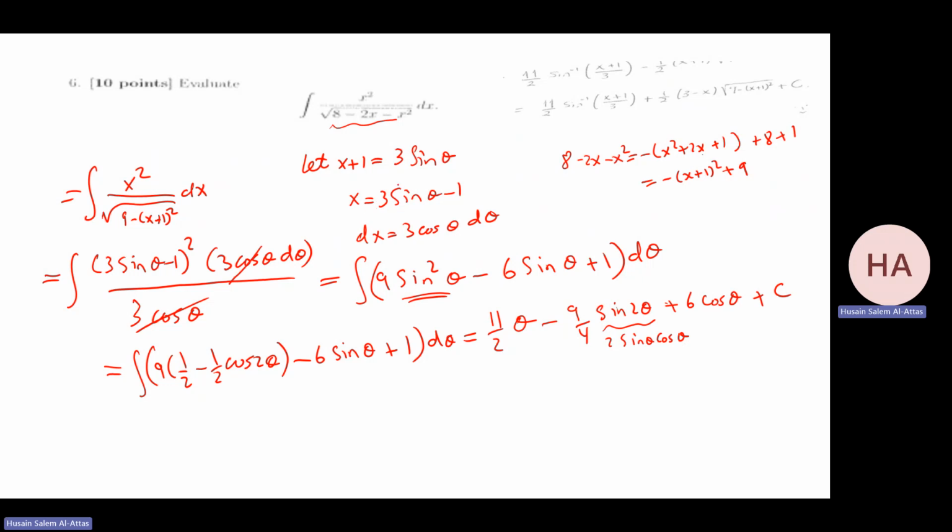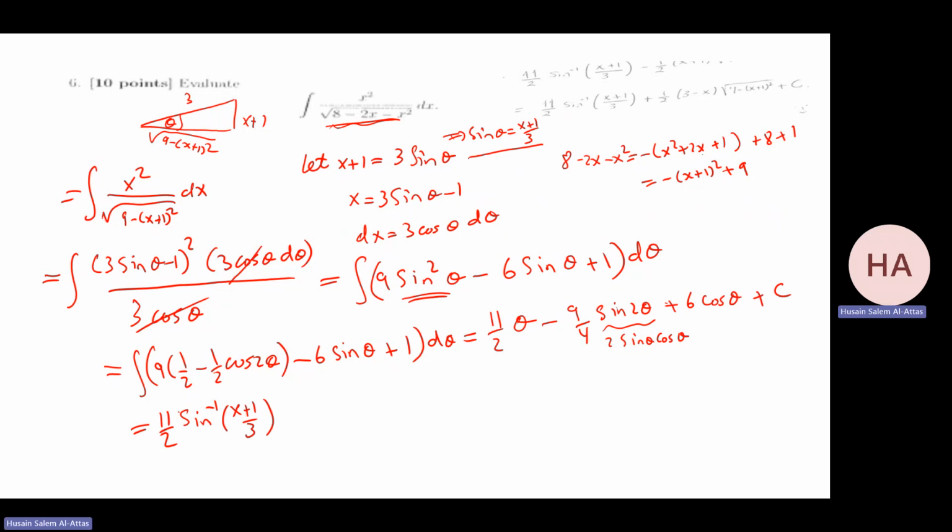Sine theta is x plus 1 over 3, to do the triangle. This is a triangle. Let me do the triangle here. This is theta, this is x plus 1 over 3, and this is the square root of 9 minus (x plus 1) squared. Okay, so I have 11 over 2. Sine theta is x plus 1 over 3, so I have sine inverse of x plus 1 over 3. Theta from here is sine inverse of this.